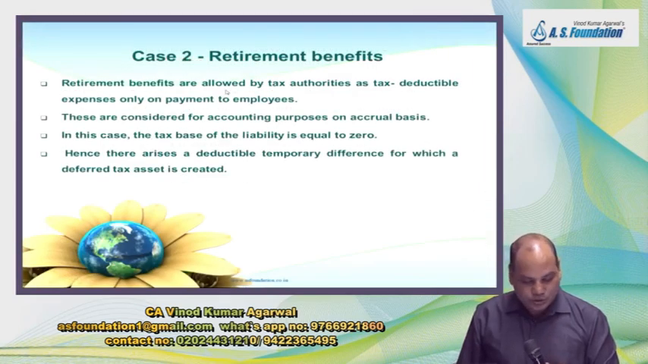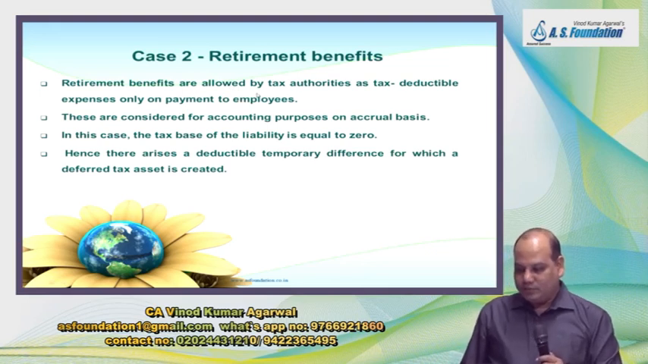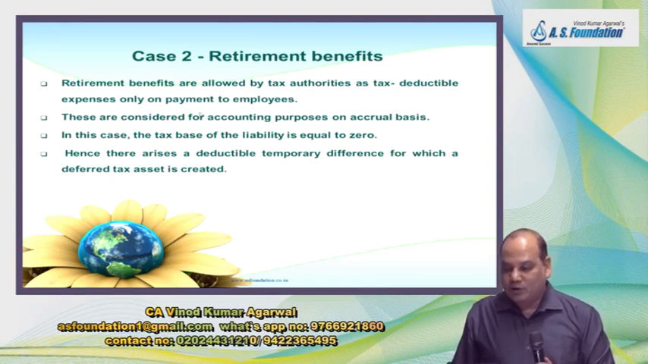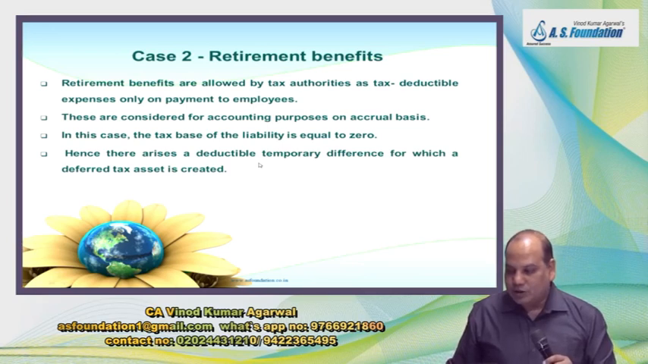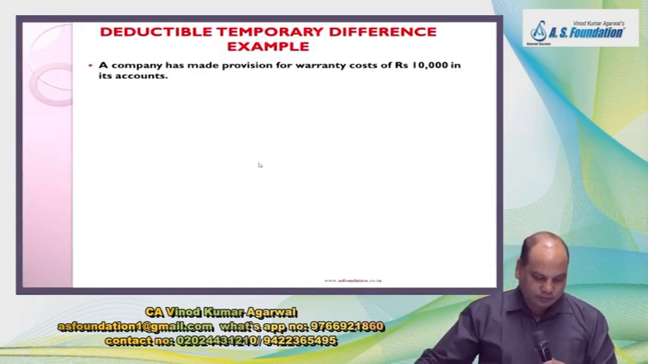Now you answer. Suppose there is a retirement benefit for employees. We will make provision for retirement benefits. But income tax authorities allow the provision for retirement benefit only on payment to employees. So in the books of account, a liability is created, but its tax base is zero. Carrying amount of the liability is more than the tax base. So this will give rise to a deductible temporary difference. A DTA will be created.